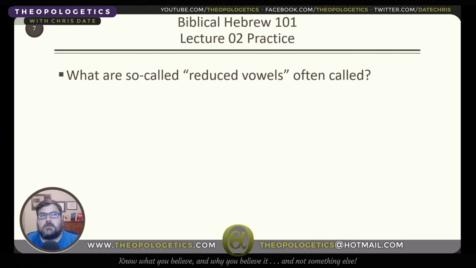What are so-called reduced vowels often called? Your grammar, the Basics of Biblical Hebrew by Pratico and Van Pelt, calls them reduced vowels, and many others do, but many others, including the ones that I learned from, call them composite shewas.